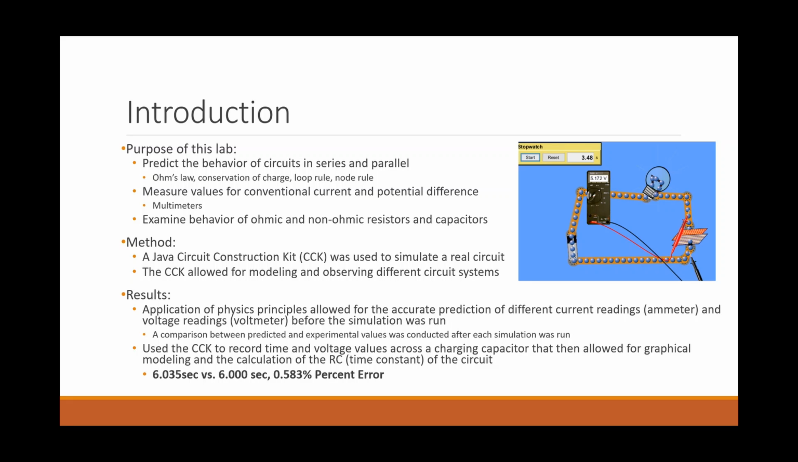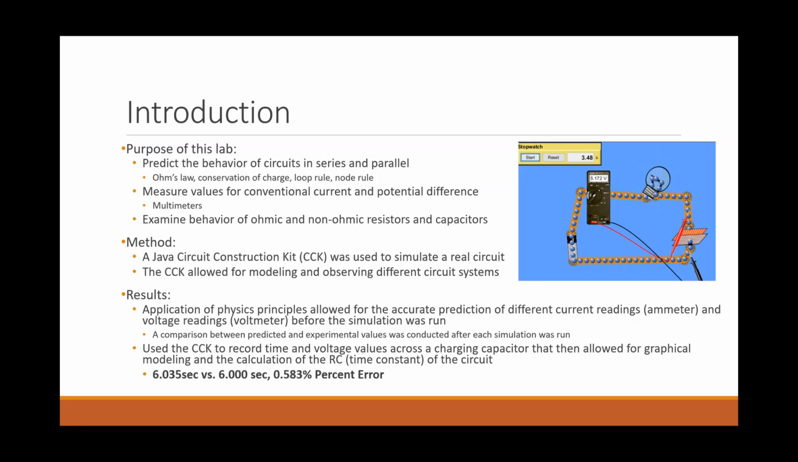The method of this lab was a Java circuit construction kit used to simulate a real circuit. The CCK allowed for modeling and observing different circuits. The results were that the application of physics principles allowed for the accurate prediction of different current readings and voltage readings before the simulation was run. A comparison between predicted and experimental values was conducted after each simulation was run.